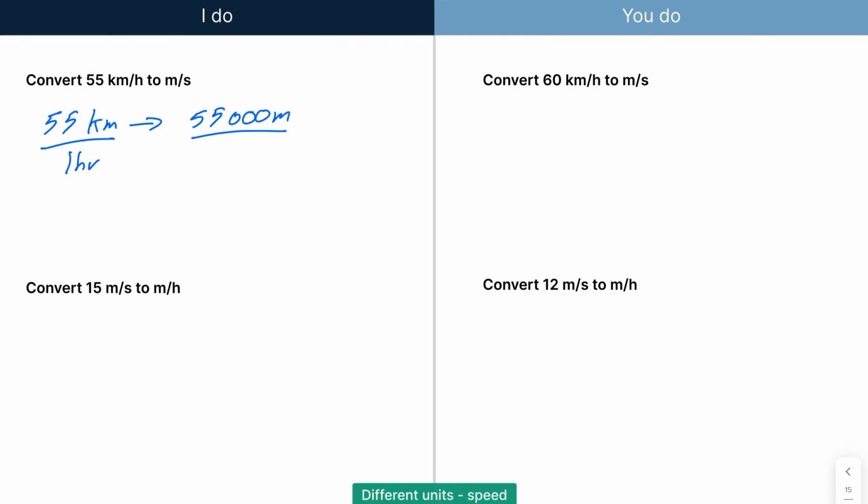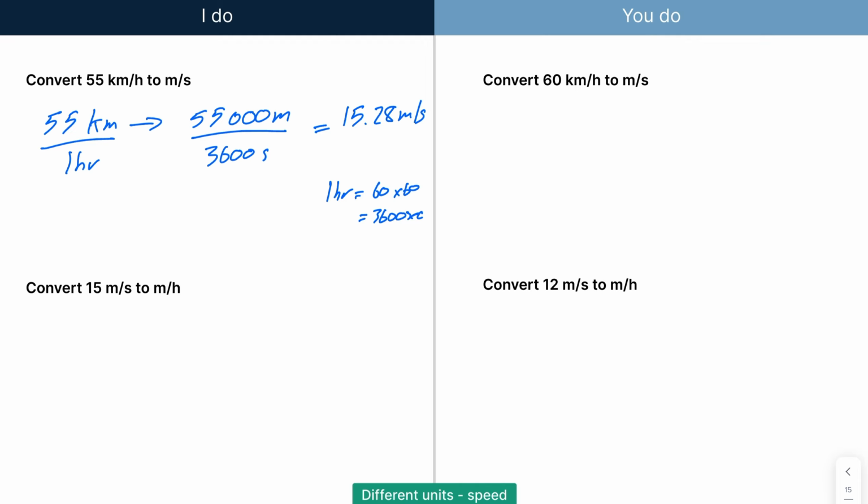Now the bottom part, how do you go from hours to seconds? Well, 1 hour has 60 minutes and 60 minutes has 60 seconds. So that just means 1 hour has 3,600 seconds. So I'm just going to replace that, or multiply that, by 3,600 seconds. And then for my answer, I can just do 55,000 divided by 3,600. And my answer becomes 15.28 meters per second. It's important that we write it as a fraction. Otherwise, you'll end up multiplying instead of dividing or dividing instead of multiplying.